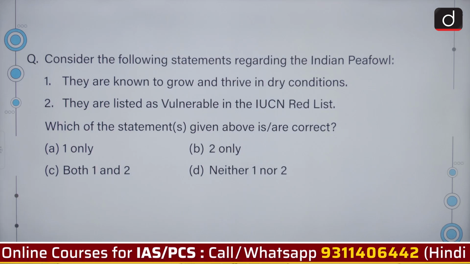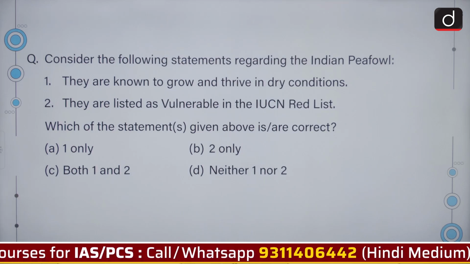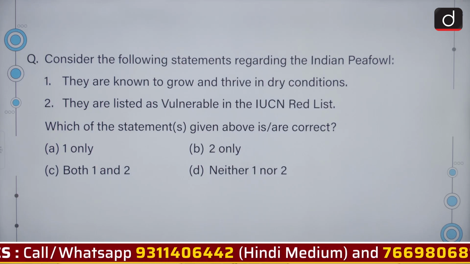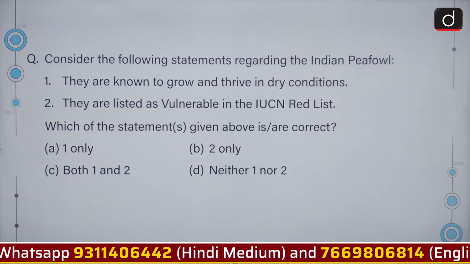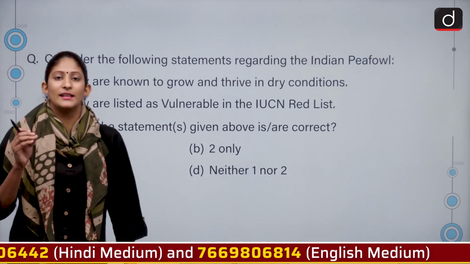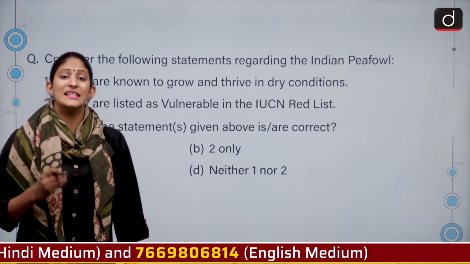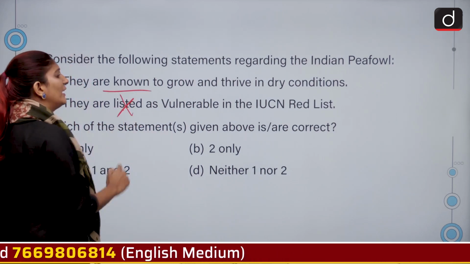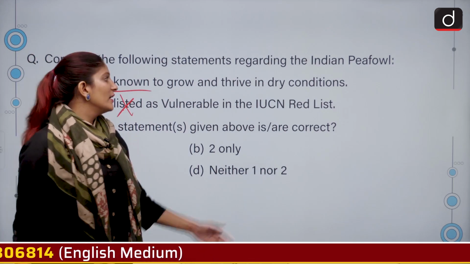Moving on, consider the following statements regarding the Indian Peafowl. They are known to grow and thrive in dry conditions, and they are listed as vulnerable in the IUCN Red List. We have to select the correct statement. Their IUCN Red List status is least concern. So the second statement is incorrect. And they are known to grow and thrive in dry conditions.